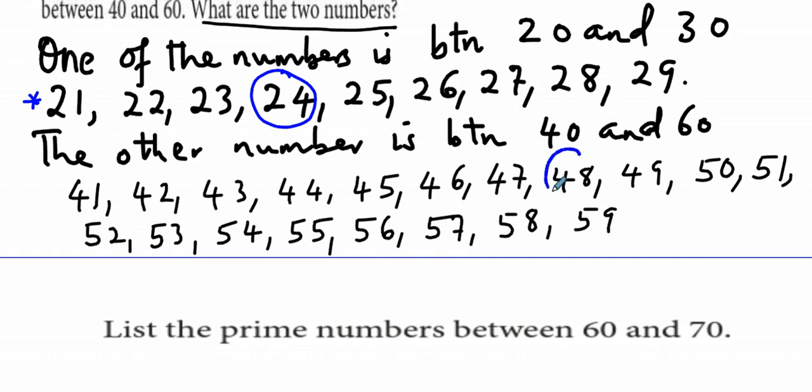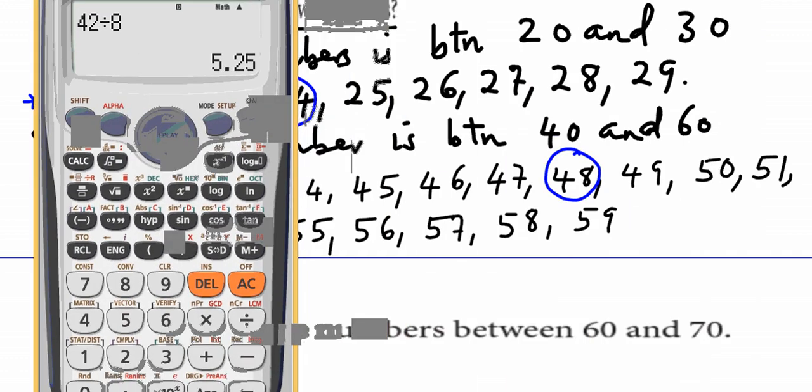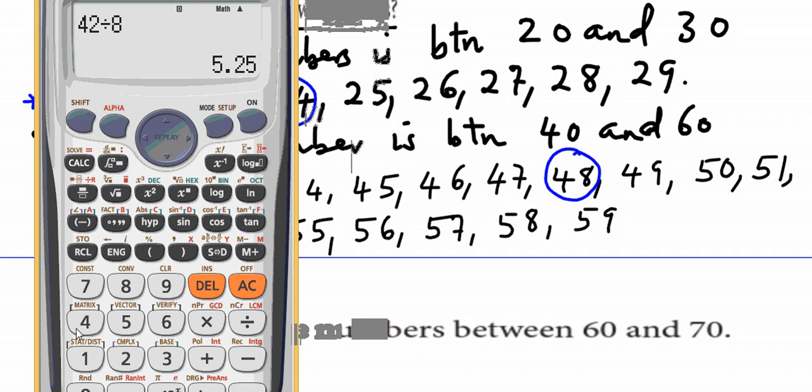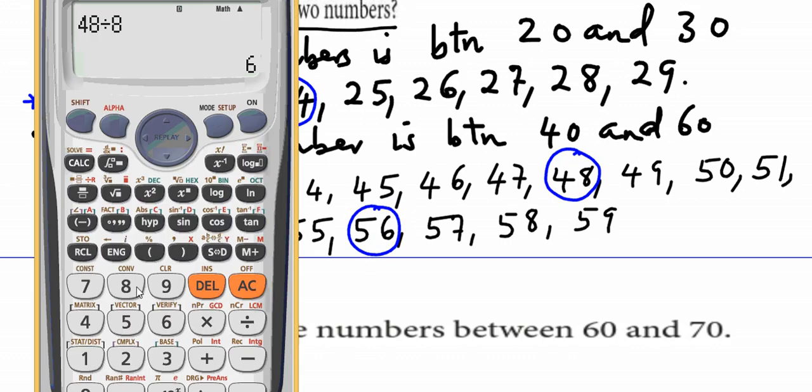Oh wow, 48 is divisible by 8. To confirm that, pull out your calculator and do the calculations. 48, check if it is divisible by 8. Yeah, it is divisible by 8. 49 no, 50 is not, 51 no, 52, 53, 54 no, 55, 56. 56 is probably divisible by 8.